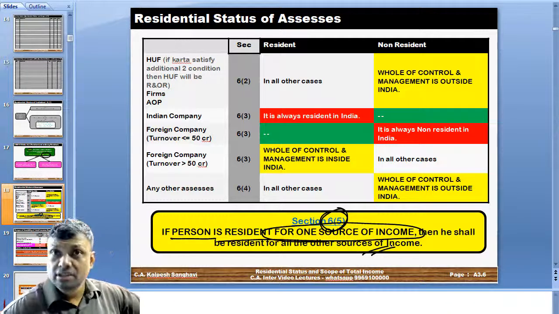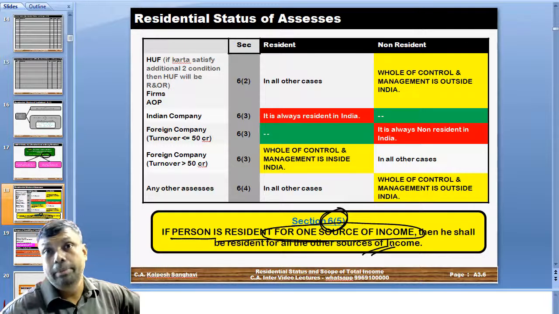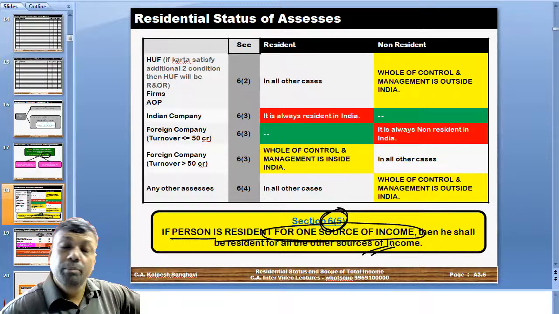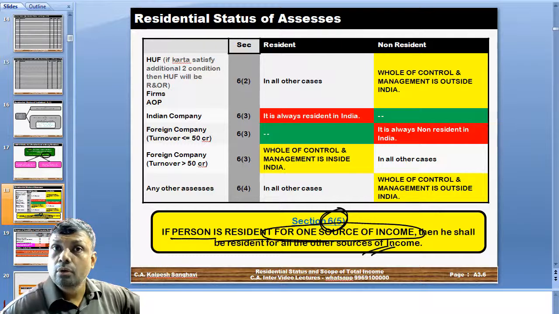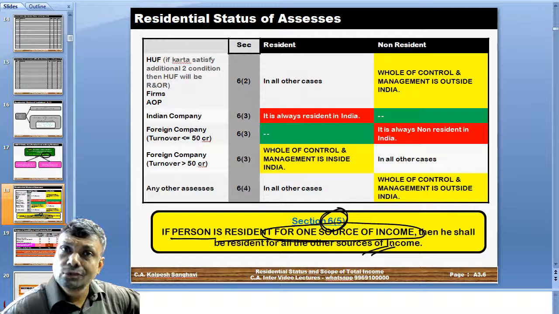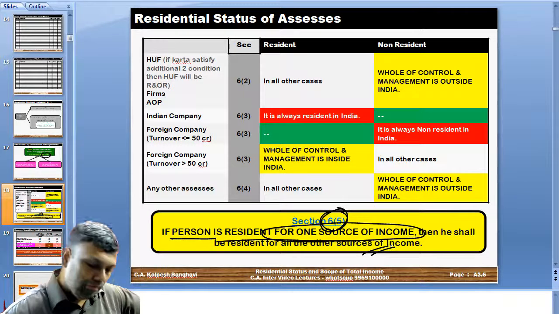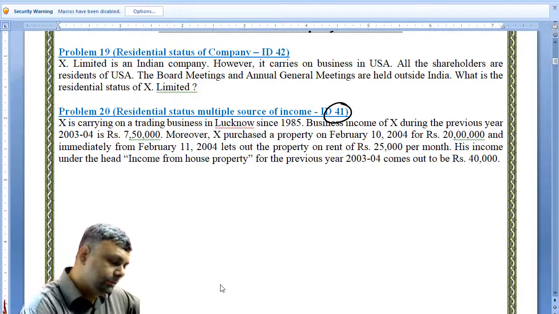So, this part of the question is testing this very conceptual provision which is highly ignored by the people. But I bring it to your notice that if you are resident for one source, then you are resident for all the sources. That means logically the law is trying to say, I repeat, that you are resident for all the sources and for the entire year. Now the question is trying to test your knowledge on this particular front.